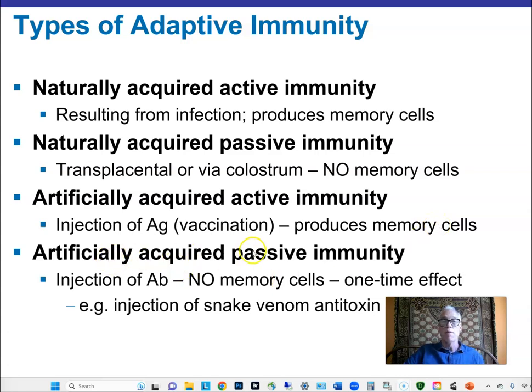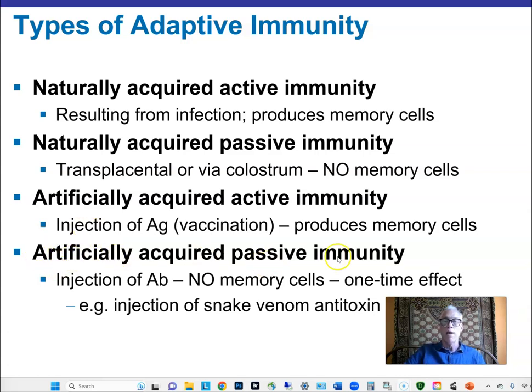Artificially acquired passive immunity, we said naturally was the placenta or breast milk. That's one of the reasons that people advocate breastfeeding, because immunoglobulin Gs are in the breast milk and can go right into the baby's gut and into the bloodstream and continue to provide immunity for a period of time, much longer than if they just had the antibodies they were born with.